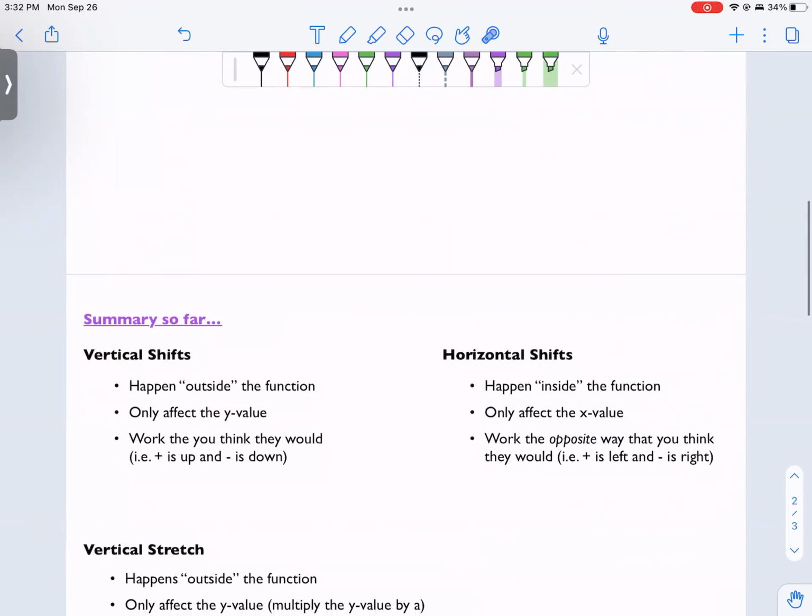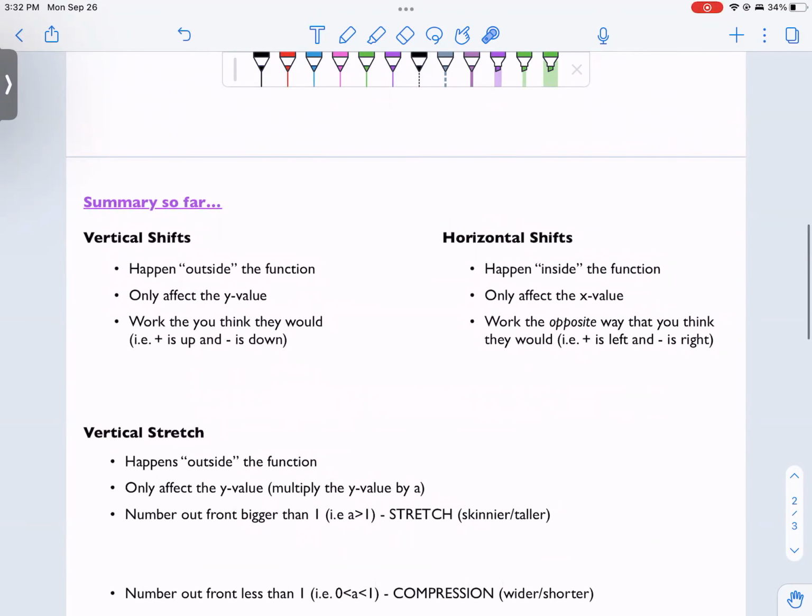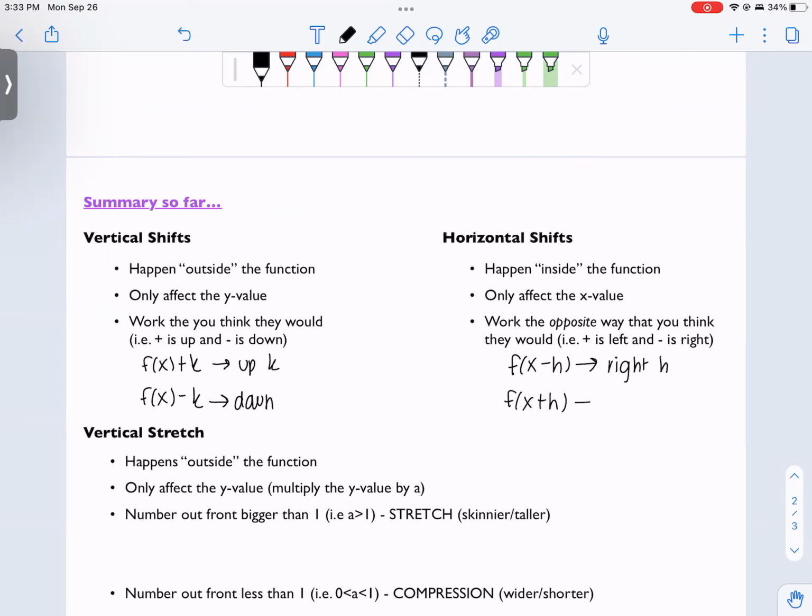All right. So we talked about vertical shifts already. We've talked about horizontal shifts. Vertical shifts, just quick summary here. That's when you're adding on the outside or subtracting on the outside. This is up. This is down. Horizontal shifts happen on the inside. It's the opposite of what you think. So f of x minus h is right h. F of x plus h is left h.